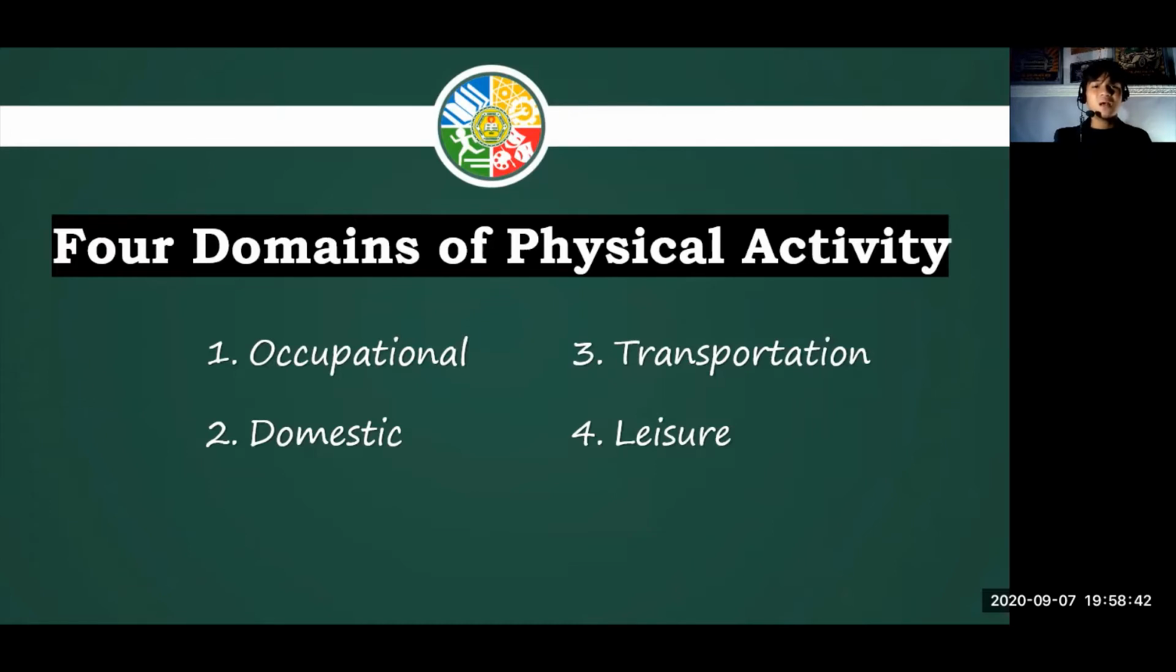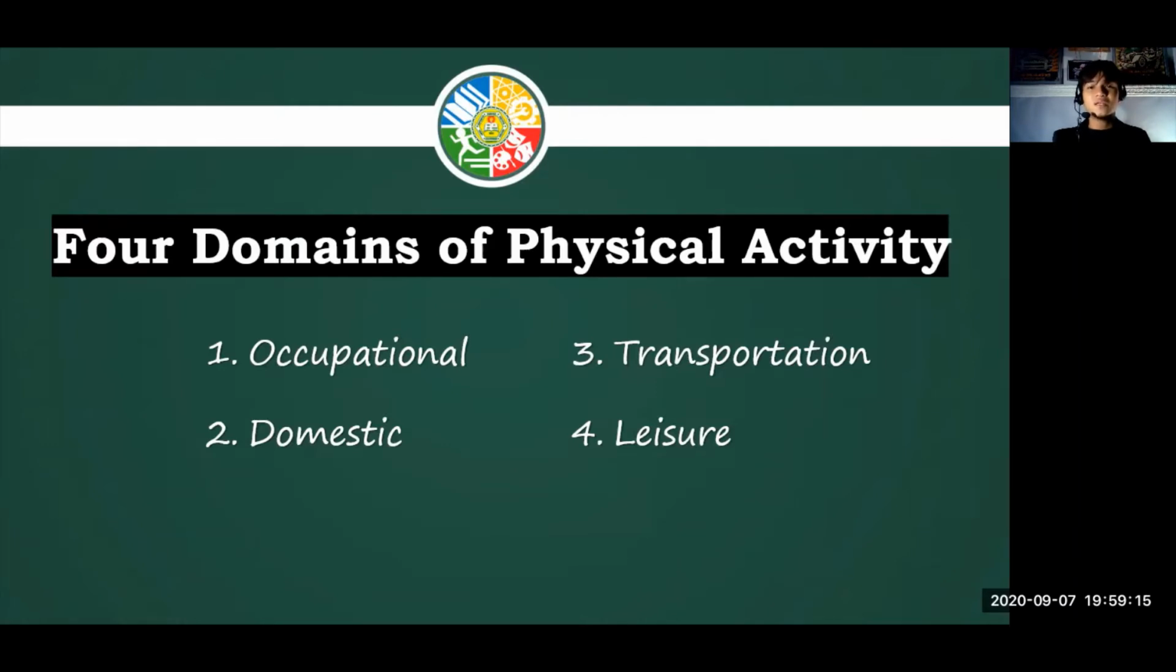Another example, as a student, since you are still students, your occupational domain of physical activity refers to your tasks as a student. Examples of this could be taking down notes, and now in the new normal, it could also refer to typing your answers on your activities. The next one is domestic. When we say domestic, it refers to our home. Therefore, domestic refers to any movement that we do at home.